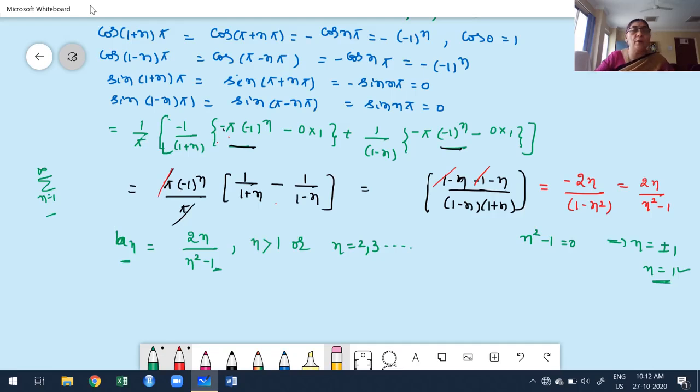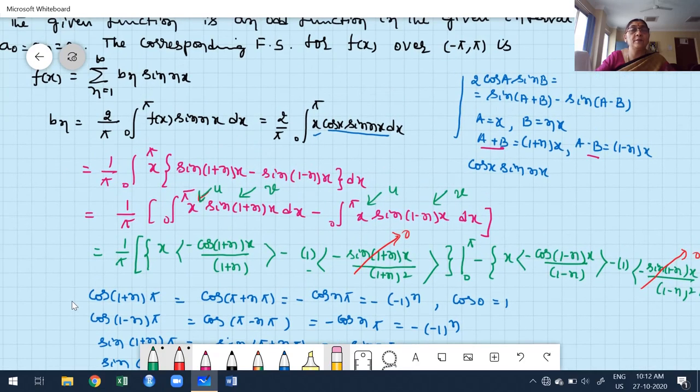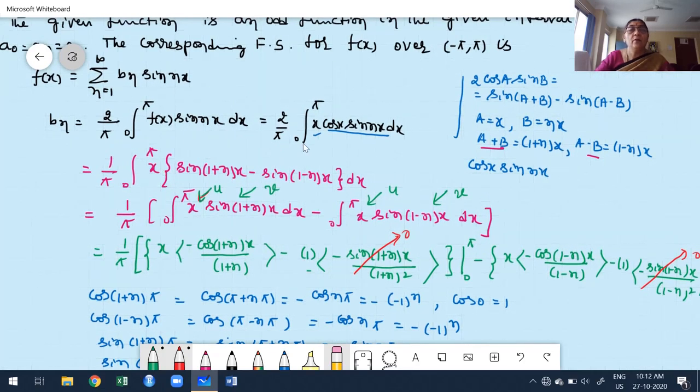How to find out the b1 value? This is my bn, not en. Now how to find out bn? We have to take the bn formula you already derived, and call it star. Put n is equal to 1 on both sides. Here I have to put n is 1, here also put n is equal to 1. What happened? We get x cos x sin x.